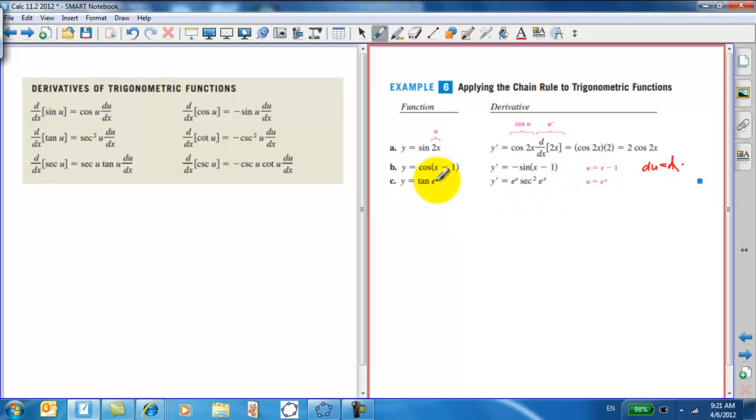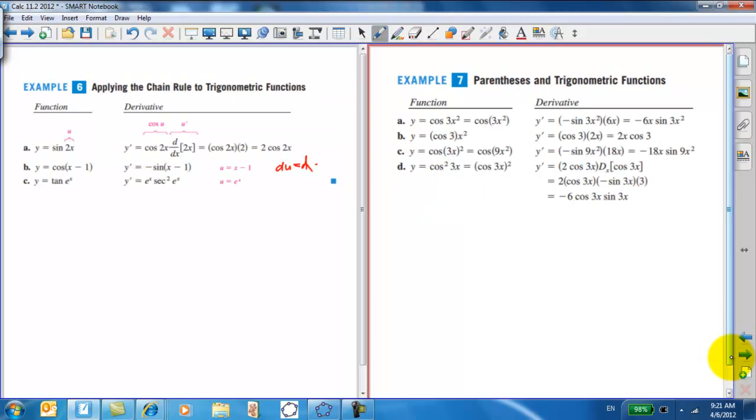Y equals tan e to the x, so you take the derivative of the tan, which is secant squared of e to the x, but notice this e to the x comes from the derivative of the inner function. So let's try a few of these more. Oh, here's some more involving parentheses. Notice all these look very similar.